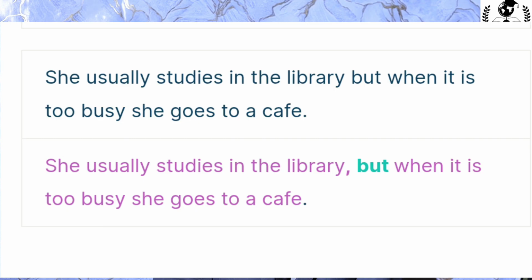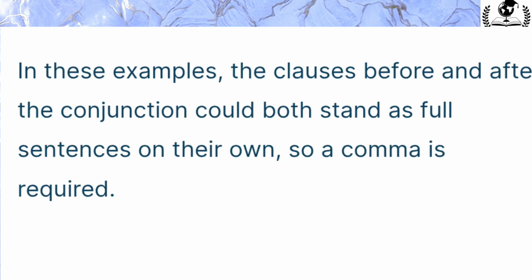Another sentence is: she usually studies in the library, but when it is too busy, she goes to a cafe. This sentence should sound good if we say, she usually studies in the library, but when it is too busy, she goes to a cafe. This sentence here has a comma, but the previous one didn't have a comma. So, better use the second one, which has a comma. In these examples, the clauses before and after the conjunction could both stand as full sentences on their own. So, a comma is required.